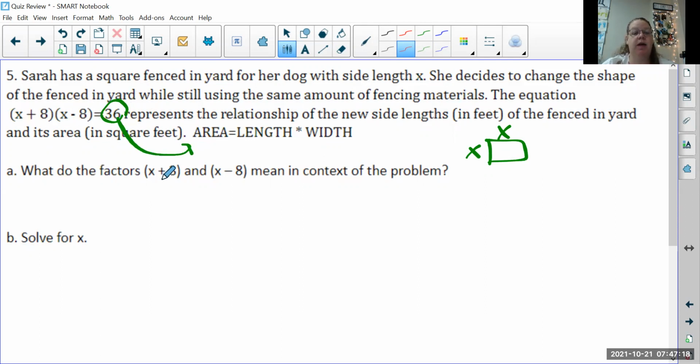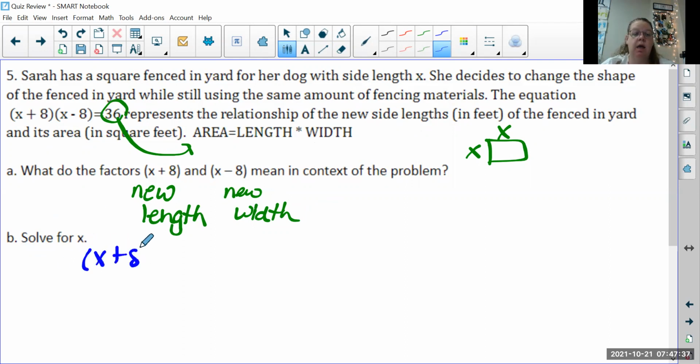So what do the factors X plus 8 and X minus 8 mean in the context of this problem? These are the new length and the new width. And I'm abbreviating this. You should write this in a complete sentence on the test. All right, so now it says to solve for X. So we have X plus 8 and X minus 8 equals 36.